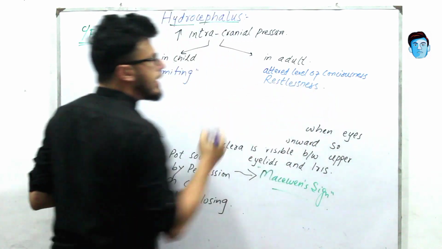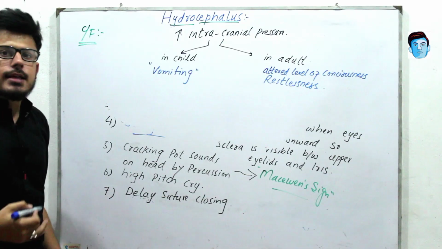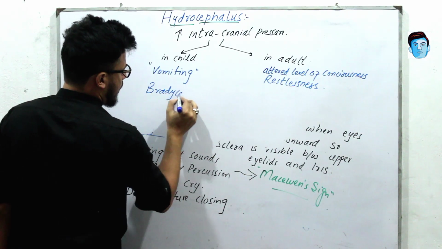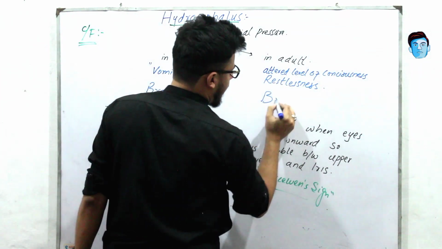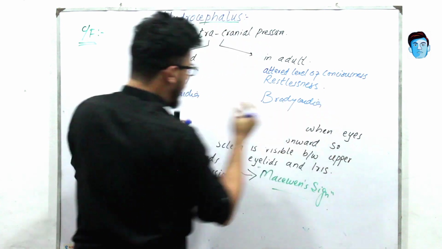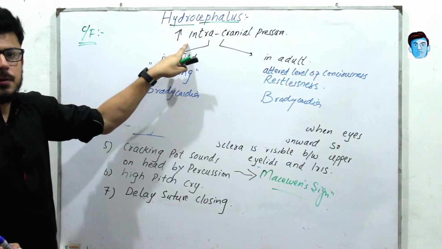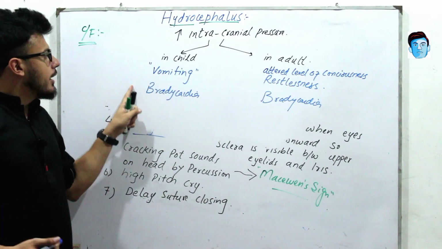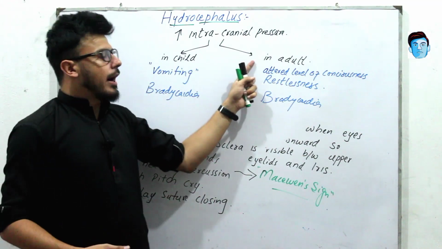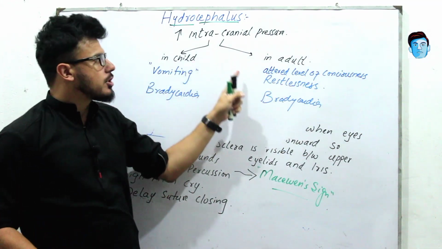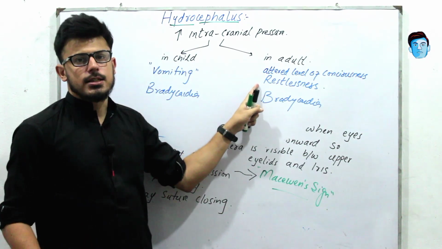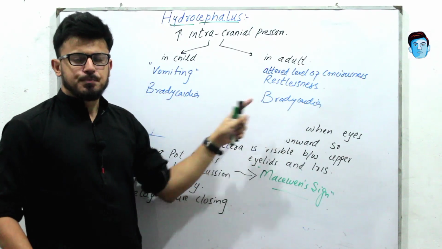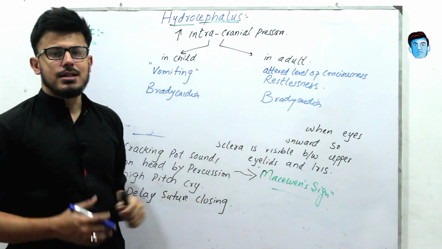Now, what are the late signs and symptoms in a child and an adult? The late signs and symptoms in both cases are the same: bradycardia. I repeat, it is very important: increased intracranial pressure in a child leads to vomiting as an early sign, while later on it leads to bradycardia. In an adult, the early sign is altered level of consciousness plus restlessness, while the late sign is bradycardia. So the late sign in both cases is the same, but the early signs are different.